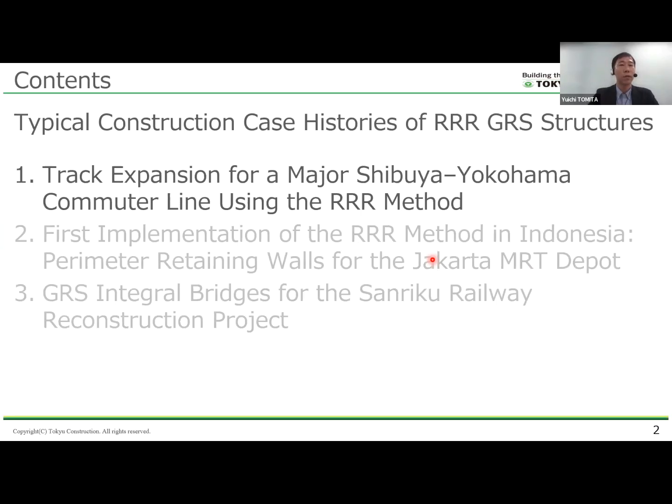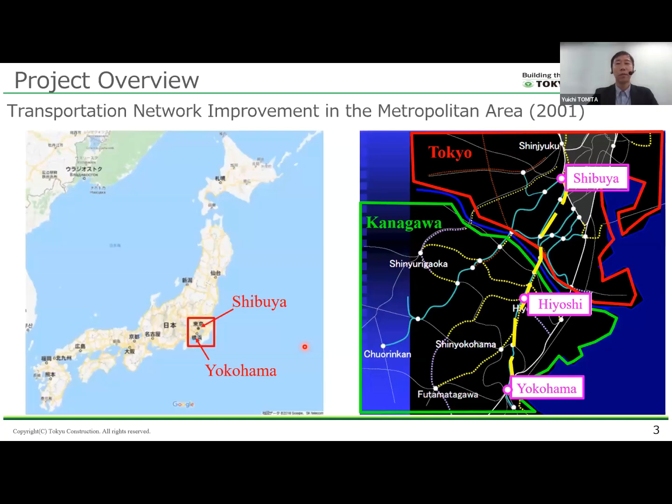I have three typical construction case histories of 3R GRS structures. First one, track expansion for a major Shibuya-Yokohama commuter line using the 3R method. This project focuses on the track expansion work in the Hiyoshi area, located between Shibuya and Yokohama. This section is one of the busiest commuter routes in Japan, so increasing rail capacity was an important goal. Today, I will explain how the track was expanded in this area and how the 3R GRS structure was applied in the project.